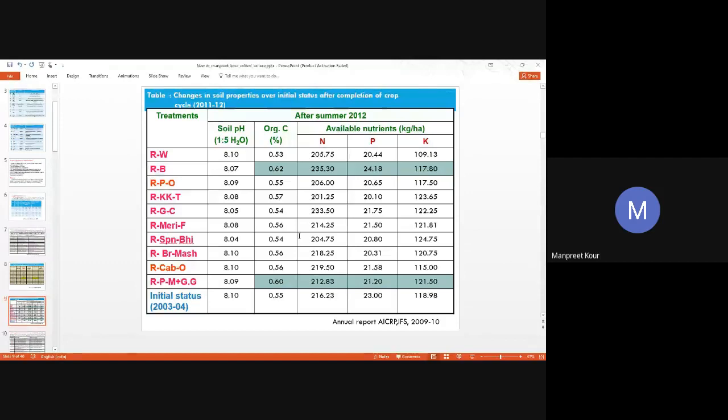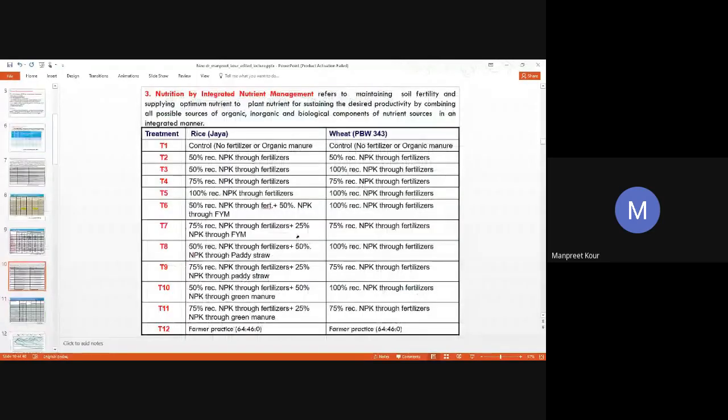Now, another technique which we have to use is INM, Integrated Nutrient Management. This is another technique, because we should not depend on only one source, that is the inorganic fertilizers, nitrogen, phosphorus, potassium. We have to go for integration. When we are going for integration, we have to use all the possible sources, all the organic, inorganic and biological components of nutrient sources in an integrated manner.